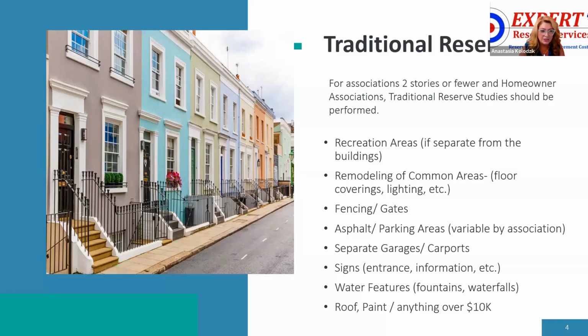Now, there is no statutory requirement to perform a reserve study for condos and homeowners associations 2 stories and below. That is a best practices recommendation. And a lot of associations will argue the fact that it's not necessary because it's not required. Well, it is necessary because you're going to have that for your budget. Unless you have a reserve specialist on your board, you really do need to get one.